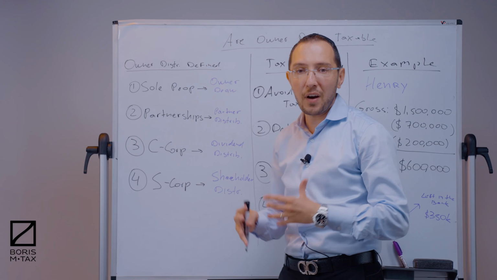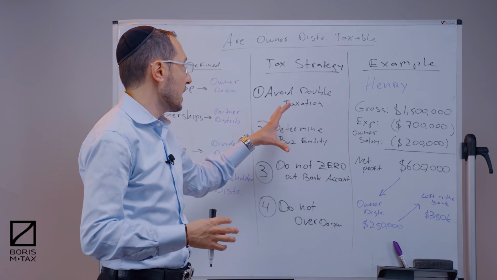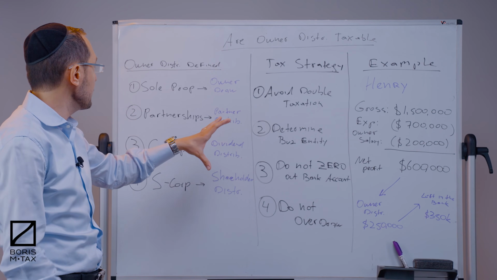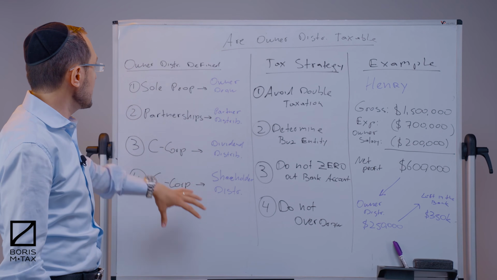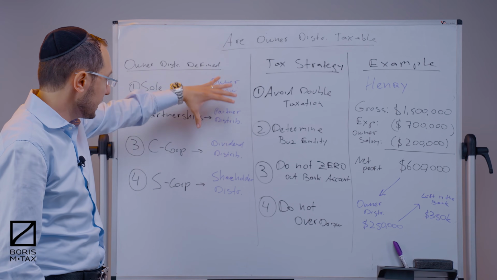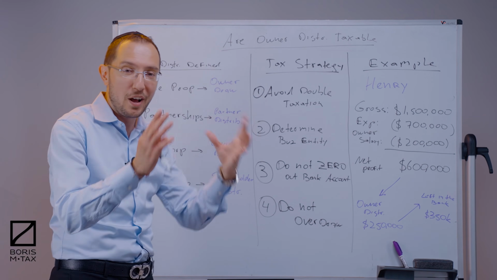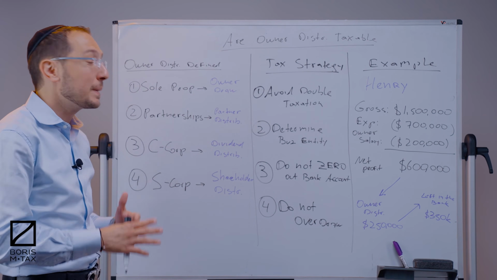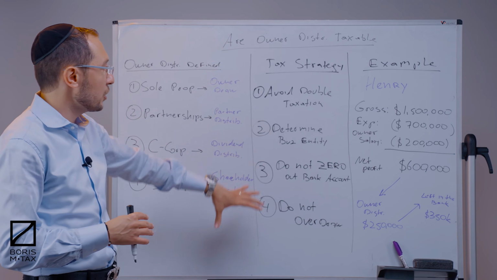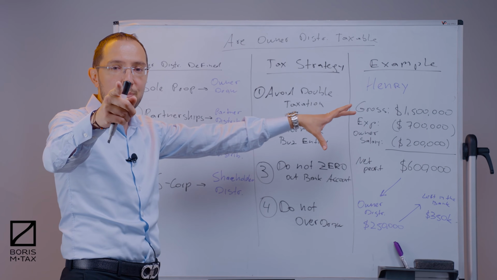Now that we have defined the different types of owner distributions, we're gonna move on to a tax strategy. But one thing I want you to remember: throughout this video, I'm gonna be referring to all of these distributions as just owner distributions. It doesn't matter that they have different definitions in different entities. It's one word that we're going to be using, but it does have different tax implications in different entities. So we're going to talk about that in a tax strategy and an example right after this break.